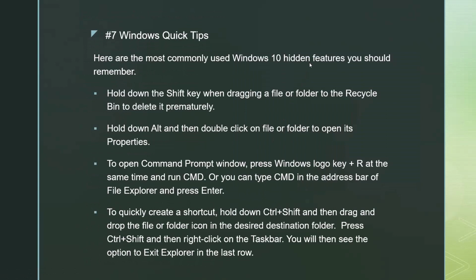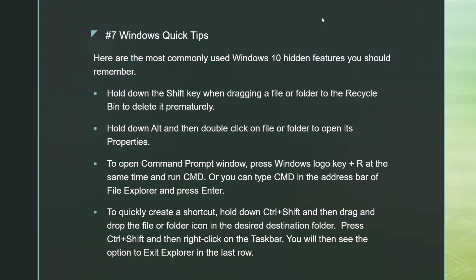Some additional tips are some that are most commonly used and are considered kind of hidden features. If you hold the Shift key down when dragging a file or folder to the recycle bin, it will delete that file permanently. If you hold down the Alt key and double click on a file or folder, you can open its properties.